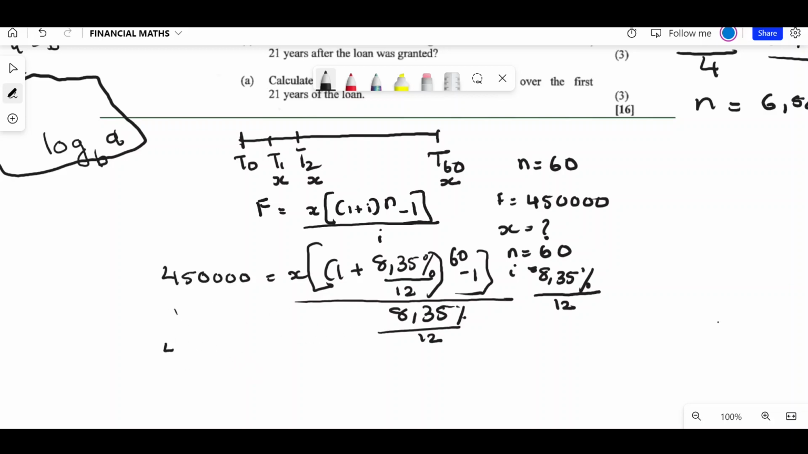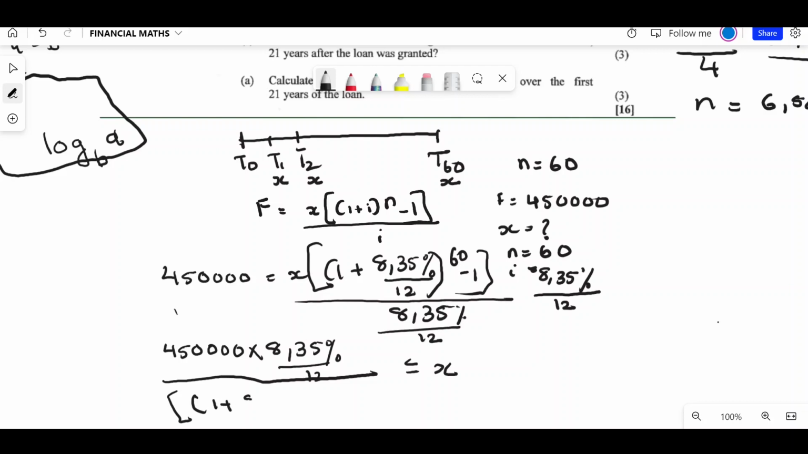Now to calculate x, first step is to cross multiply. You cross multiply, that is 450,000 multiplied by 8,35% divided by 12. What will be remaining on the right hand side will be x times this big bracket. So if you divide by that bracket now, you only get x on one side. So this is the next step now. You are dividing by that bracket: 1 plus 8,35% divided by 12 to the power 60 minus 1.